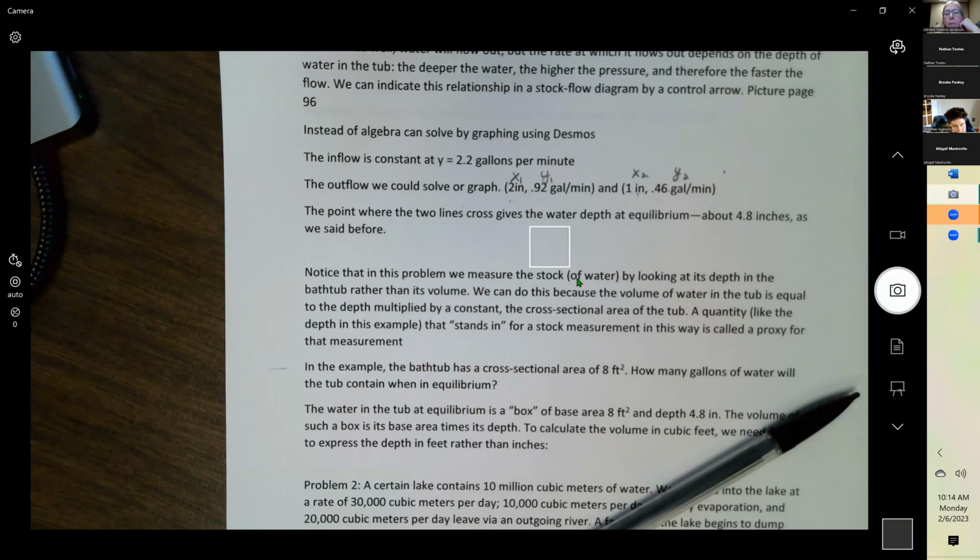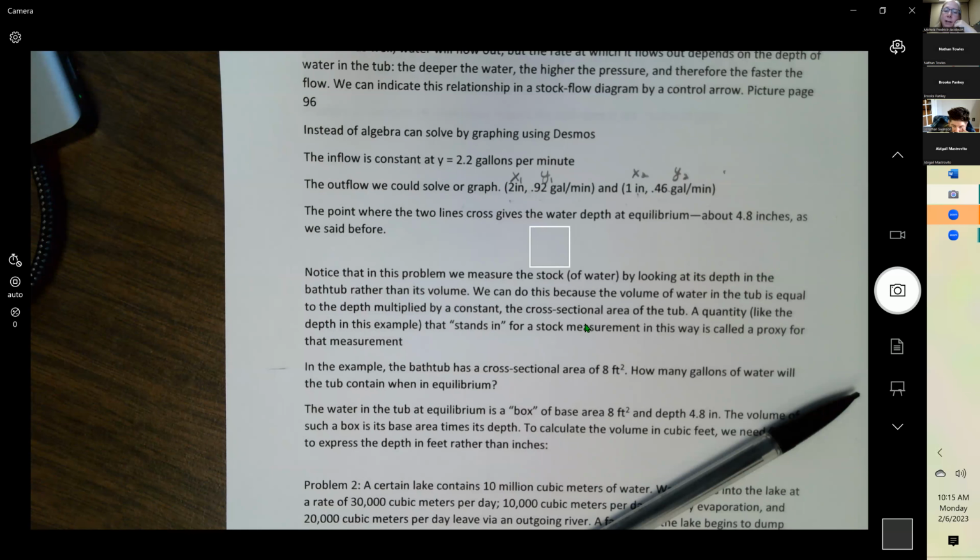Note that in this problem, we measure the stock of water by looking at its depth in the bathtub rather than its volume. So we're only talking about how many inches it is. We're not talking about how much water's in the bathtub. We can do this because the volume of water in the tub is equal to the depth multiplied by a constant. So if we want to find the volume of the water, it's the depth, how deep it is, multiplied by a constant. They're saying that, and I think some of the material in this section, they're making it too complicated. I don't think a mathematician wrote it.